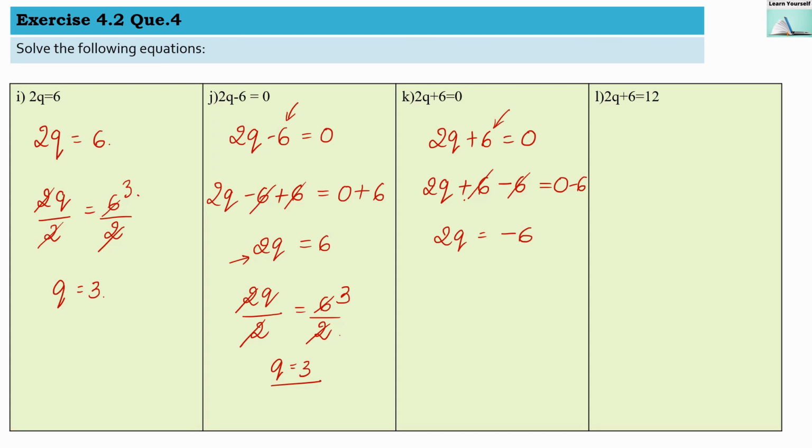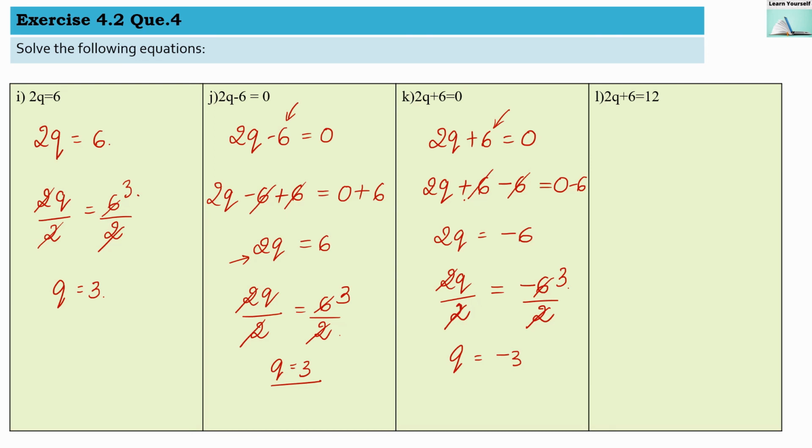So now, if we want to separate the q, we have to divide with 2. So 2q divided by 2. Same way, towards LHS, we are dividing with 2. So this 2 and this 2 will get cancelled out. 2, 3 is 6. So q equals to minus 3 will be the answer.